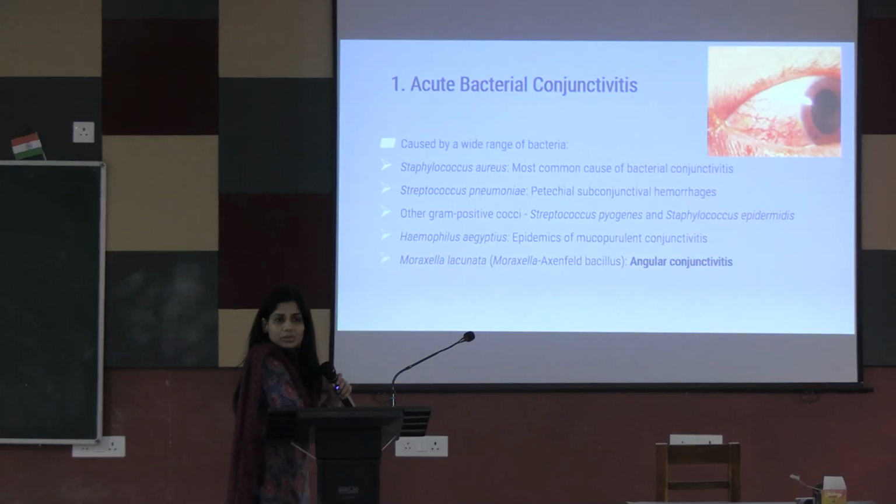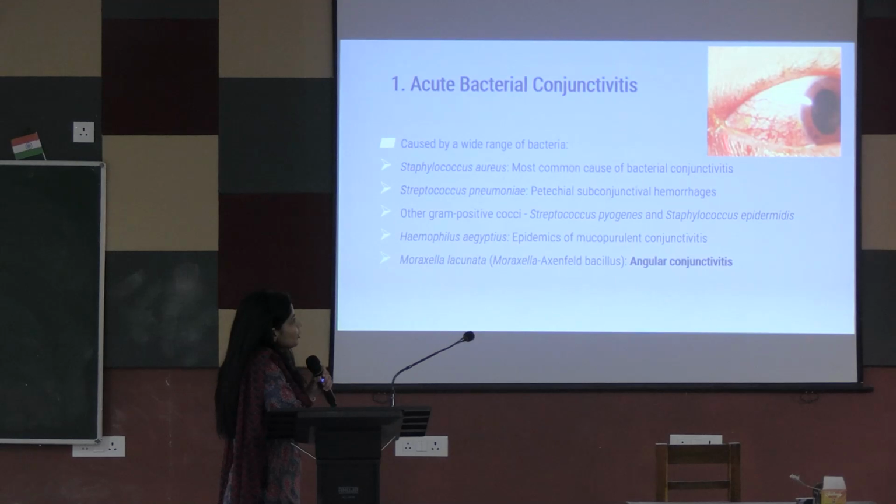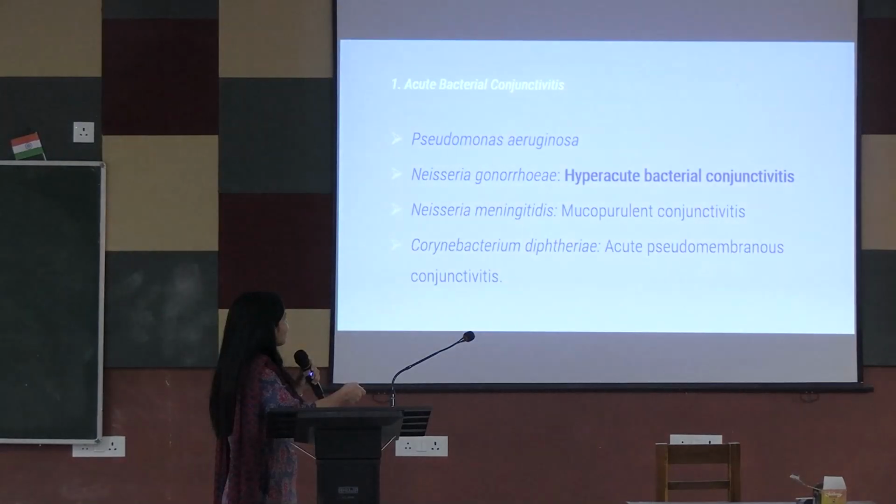What is mucopurulent? Is this a mucopurulent conjunctivitis? Mucopurulent will show you profuse pus-like secretions from the eye, right? And angular conjunctivitis, which is caused by Moraxella lacunata.